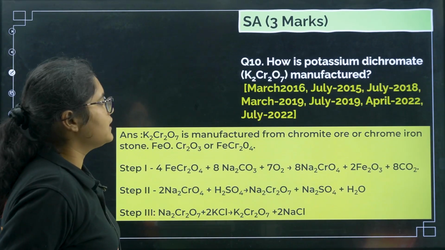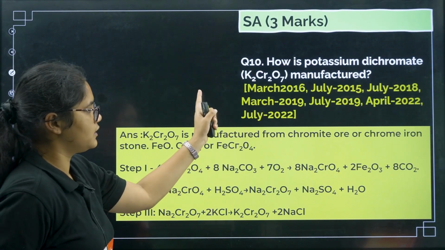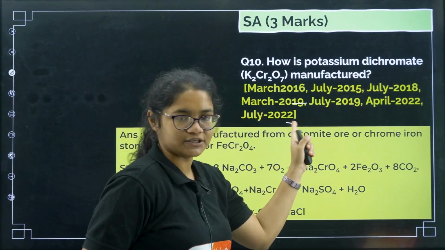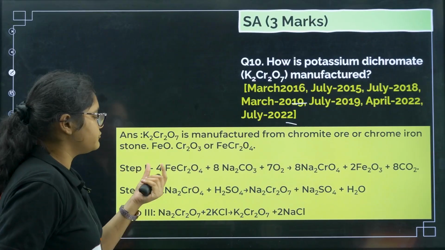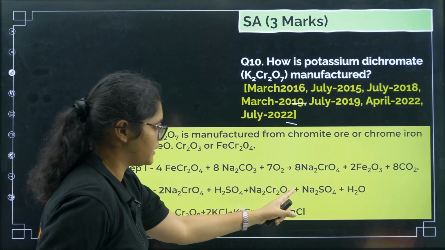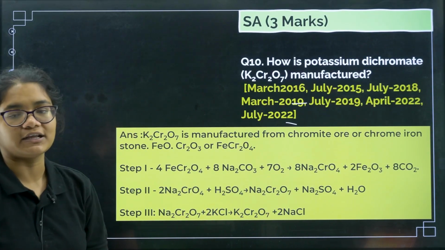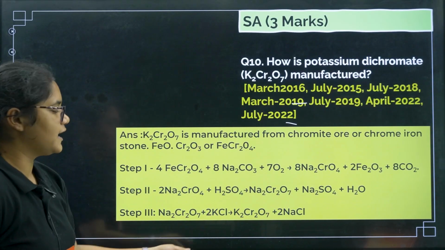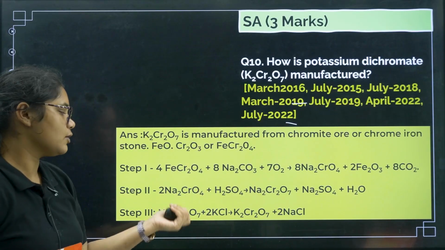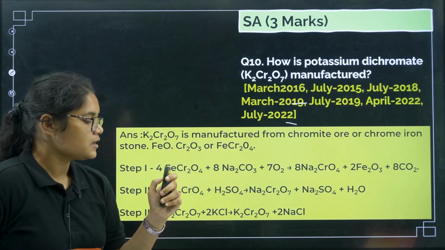Next, question number 10. How is potassium dichromate manufactured? This is one of the very important questions. You can see how many times this question is repeated. Direct question. First, iron chromate is converted to sodium chromate, sodium chromate is converted to sodium dichromate, sodium dichromate is converted to potassium dichromate. So these reactions you need to remember. Write them down, practice again and again and remember these reactions.